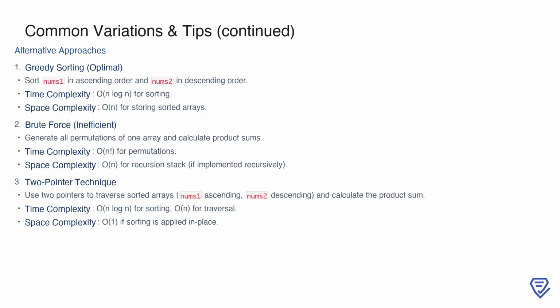inputs. Another efficient method is the two-pointer technique. After sorting the arrays, you use two pointers to traverse them, one moving forward and the other backward, calculating the product sum as you go. This technique combines the efficiency of sorting with the simplicity of linear traversal, resulting in a time complexity of O(n log n), and a space complexity of O(1) if sorting is done in place.